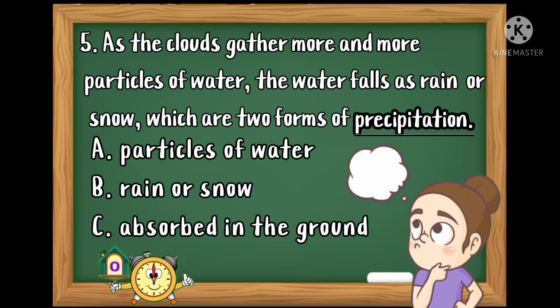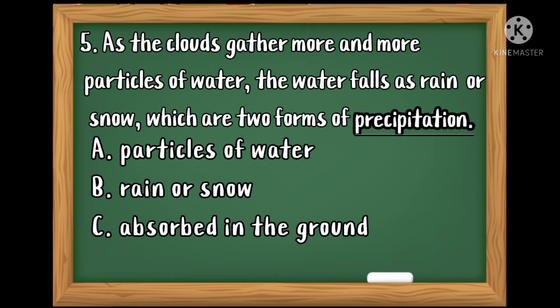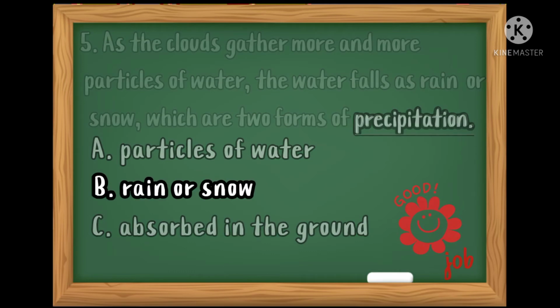The underlined word is precipitation. What do you think is the answer? It's letter B, rain or snow. In this item, the meaning is clued by exemplification. Good job!